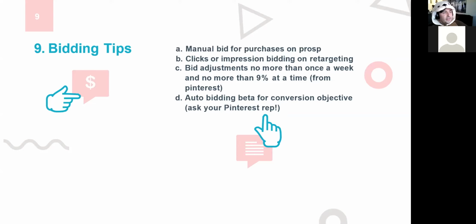And that's the best practice for prospecting. For retargeting, if your audiences are less than, let's say, 100K in size, you should be bidding for clicks or impressions, because Pinterest conversion bidding just severely filters your audiences. So you want to maximize your reach on those qualified audiences.